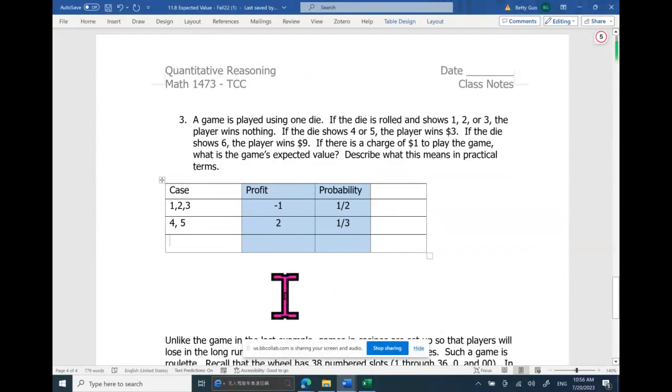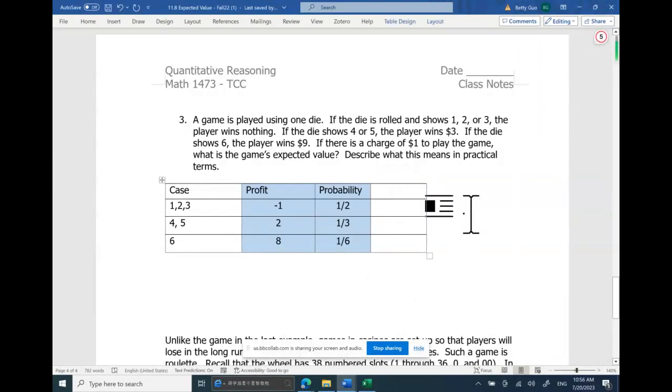And the last case is you roll a die and you get a number 6. And that probability is 1 over 6, right? And if you get a number 6, you win $9. But your gain, your profit is not $9. It will be $8 because you spend $1 to play the game. So your profit is only $8. And you can check again. Those probabilities, 1/2, 1/3, and 1/6 add up to 1. 3 over 6, 2 over 6, 1 over 6, 3 plus 2 plus 1 is 6, so 6 over 6 is 1.